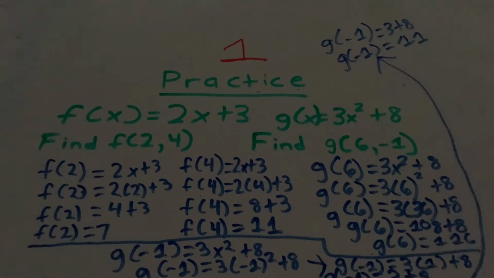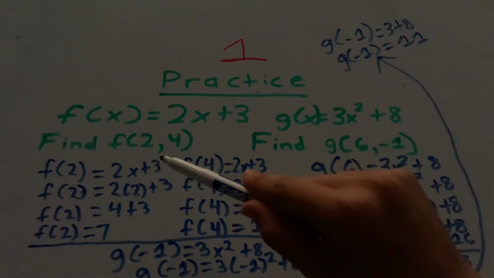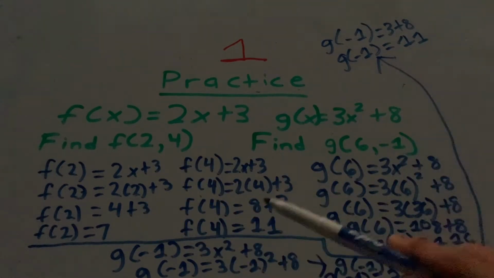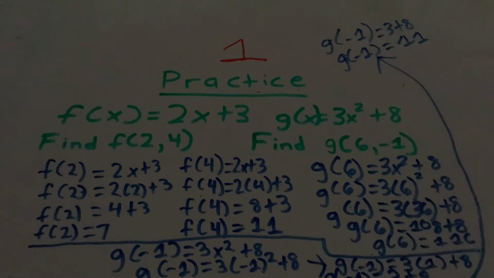Our final answers for f of 2 and 4 are f of 2 equals 7 and f of 4 equals 11. And then for g of 6 and negative 1, g of 6 equals 116 and g of negative 1 equals 11.